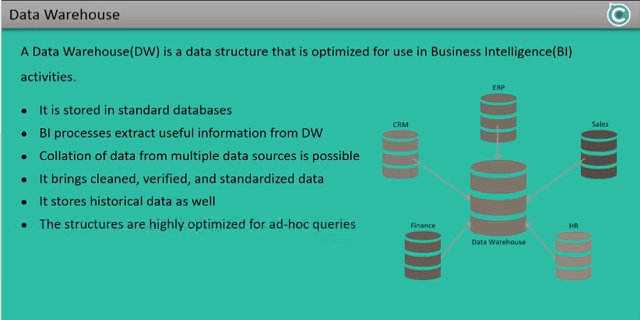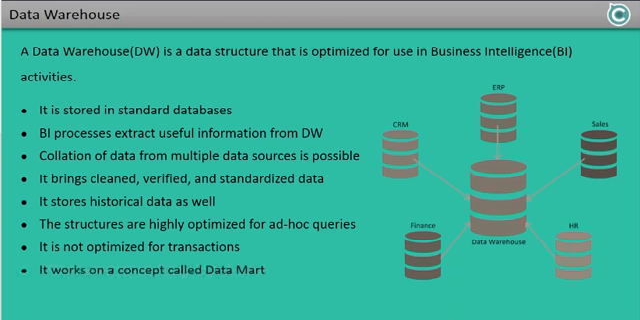These structures are highly optimized for returning results in ad hoc queries that can be executed against it. However, data warehouse structures are not optimized for transactions. That is, where data is entered, updated, or deleted on an ongoing basis. Data warehouse works on a concept called a data mart. These are singular units of related data that can be analyzed within the data warehouse. You will learn about these very soon in this lesson. Let us discuss the differences between database and data warehouse in the next screen.